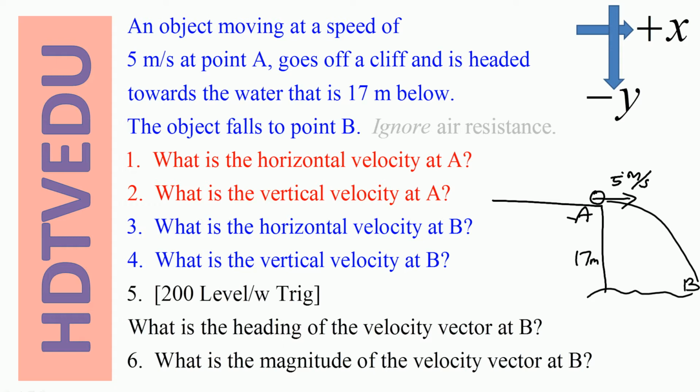And now we have something at the 200 level. What is the heading of the velocity vector at point B? And number 6. What is the magnitude of the velocity vector at point B?